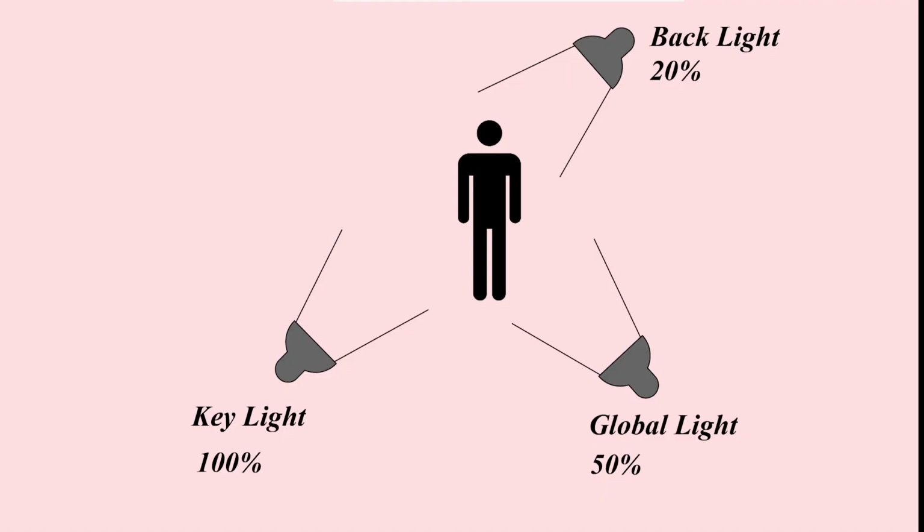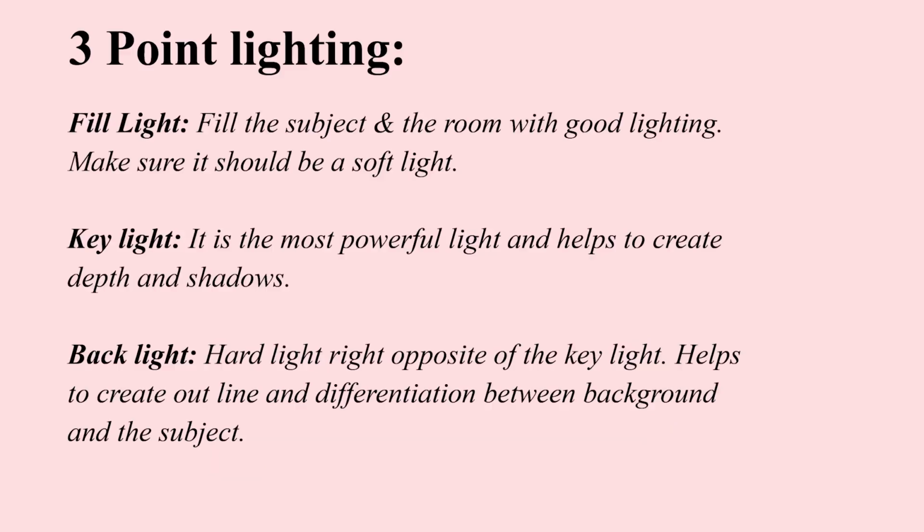For lighting, we mostly use a 3-point lighting system. In the 3-point lighting system, there are 3 main lights. Number 1, fill light. Number 2, key light. And number 3 is a backlight. Fill light fills the subject and the room as a whole. Always make sure that your fill light is a soft light instead of a hard light. You can also go for a diffuser if it is required. You can also use your normal room light as a fill light.